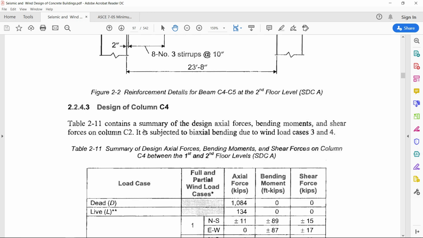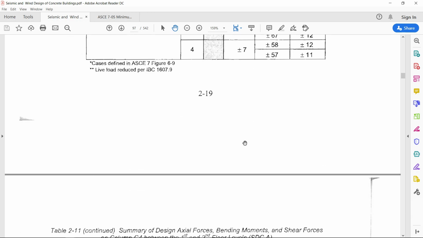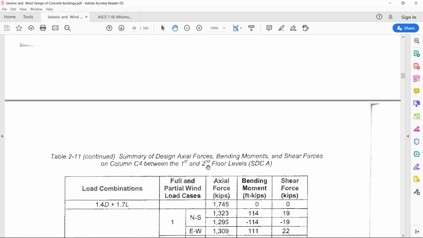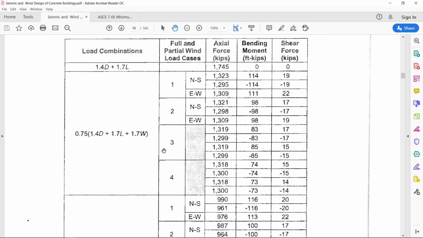second floor, bending and shear on column C2. It should be C4. Load case number 3 and 4. That's okay, fine. It is between first and second floor. The column is C4. We will see which one is C4.